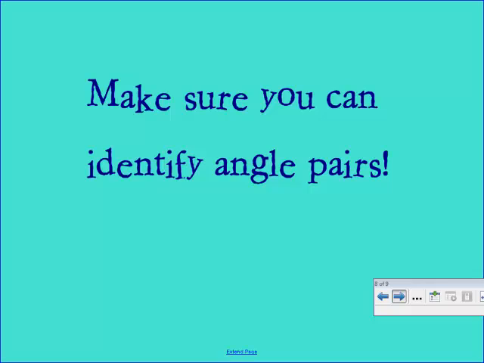All right, this concludes section 3.1. Make sure you know and identify all the angle pairs because now we're going to be using them in our next section.